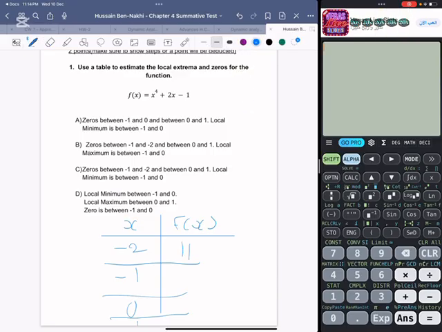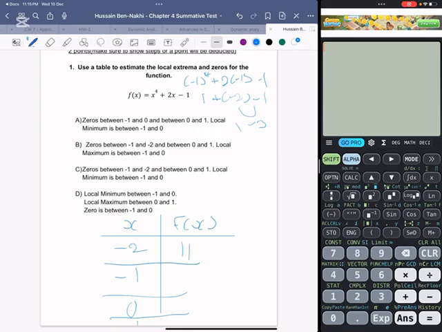Now for -1, again plug it in. -1 to the power of 4 plus 2 times -1 minus 1. So this is just 1 plus -2 minus 1. These combine, -3, 1. So 1 minus 3 equals -2. F of x equals -2.